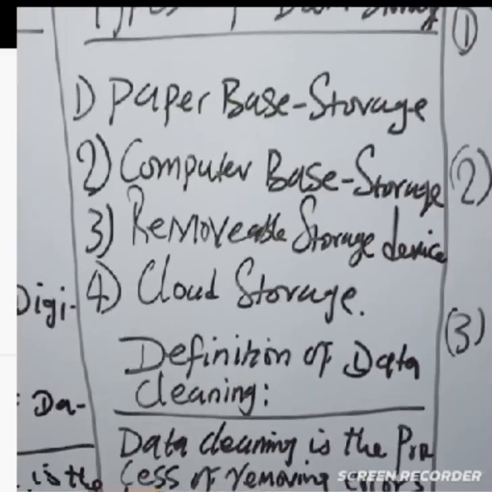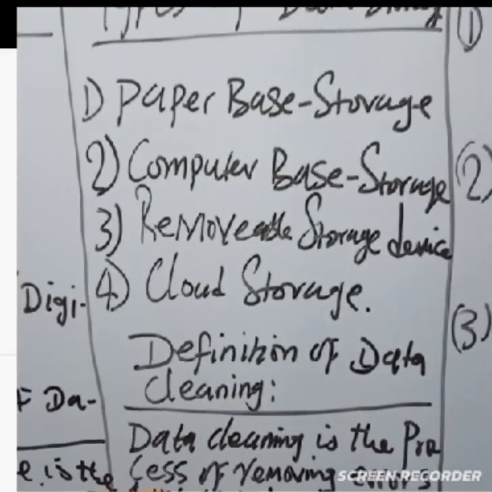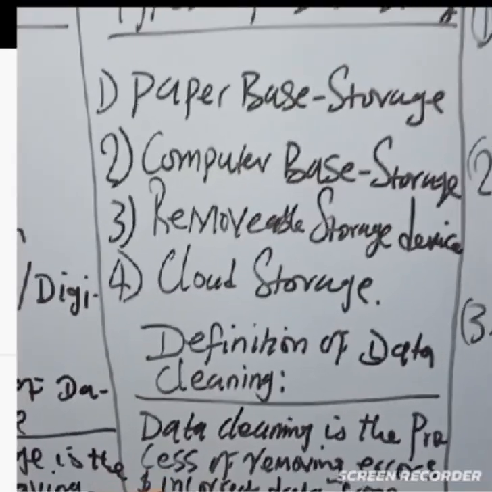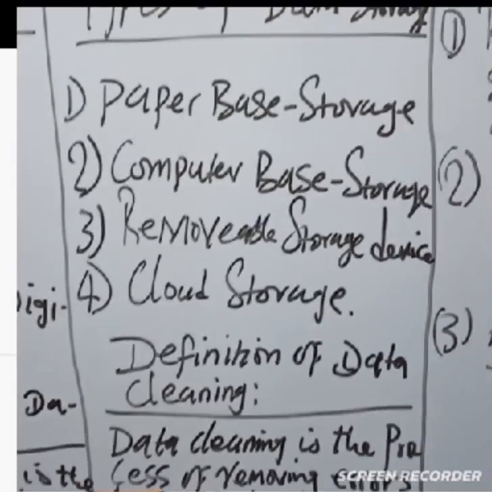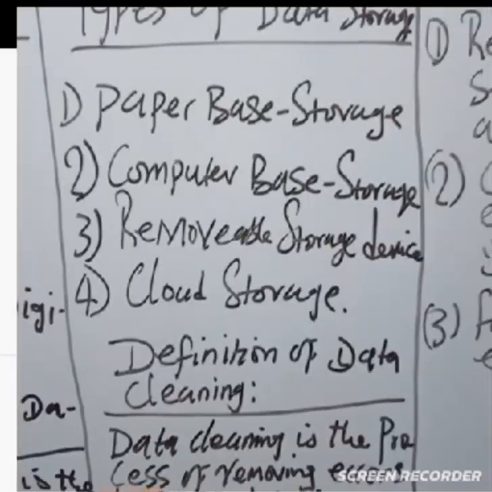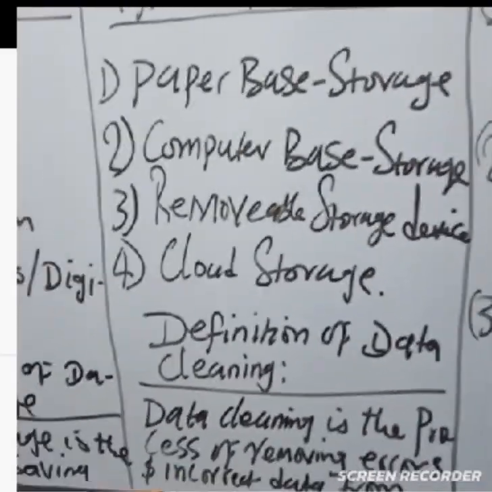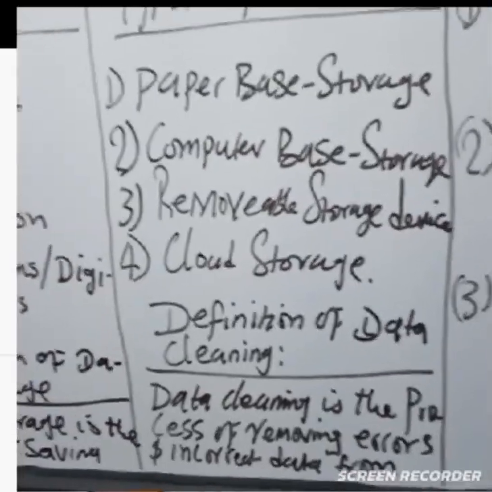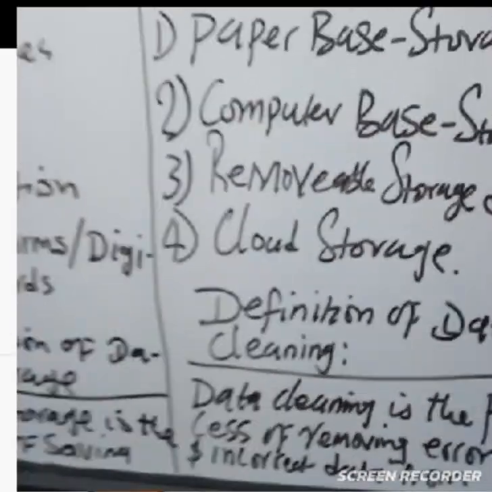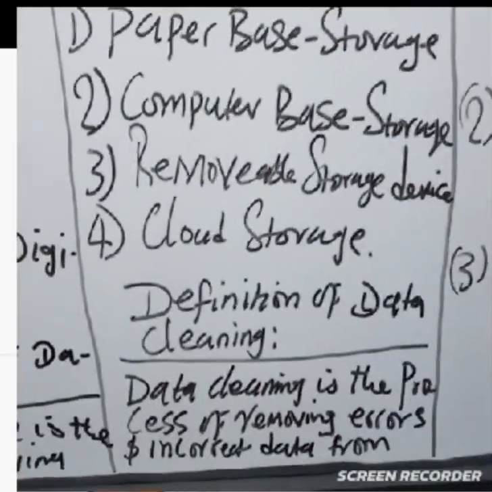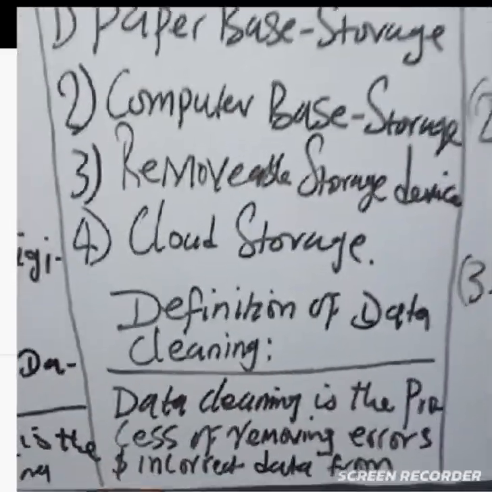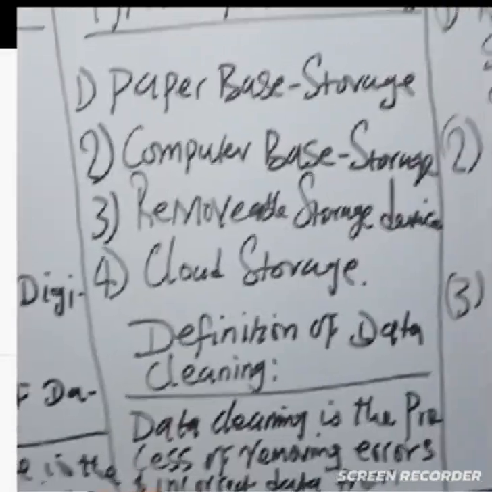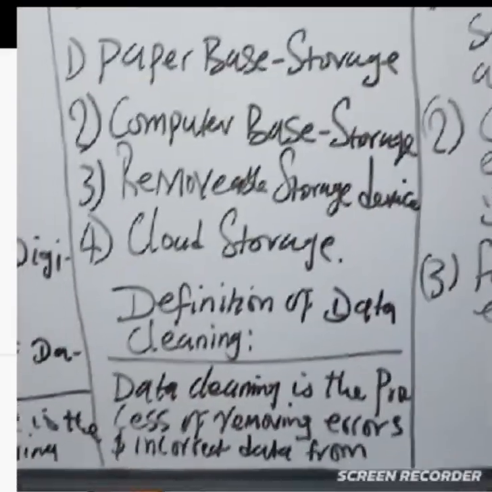Number four, we have cloud storage. Cloud storage saves data on the internet. It allows access to data from anywhere all over the globe. Examples: Google Drive, OneDrive, and Dropbox. All these are examples of cloud storage.